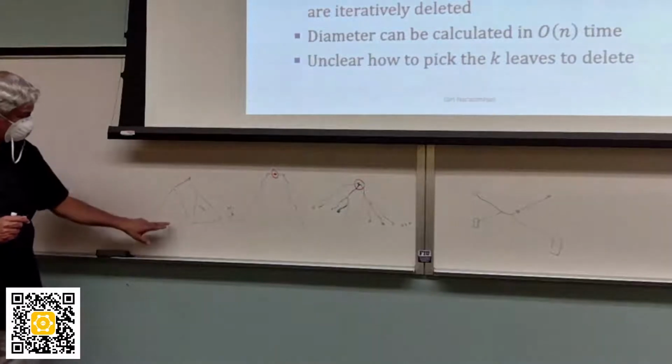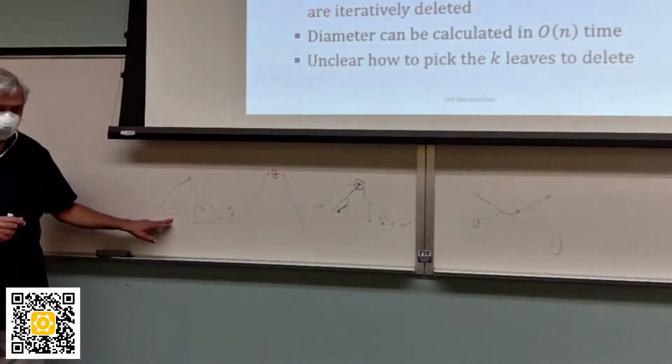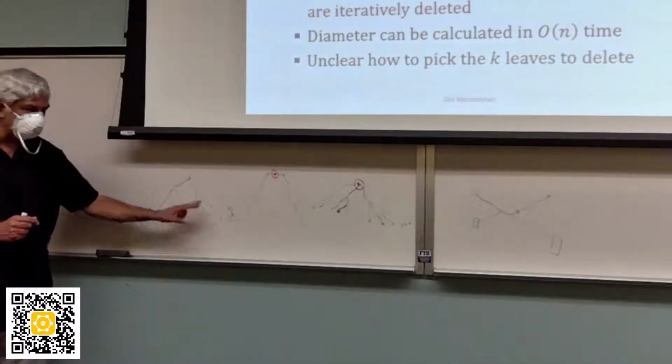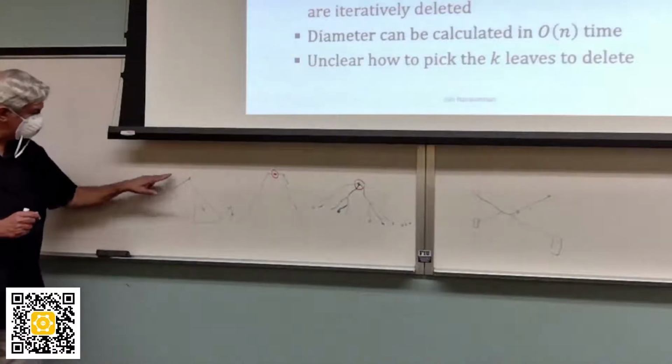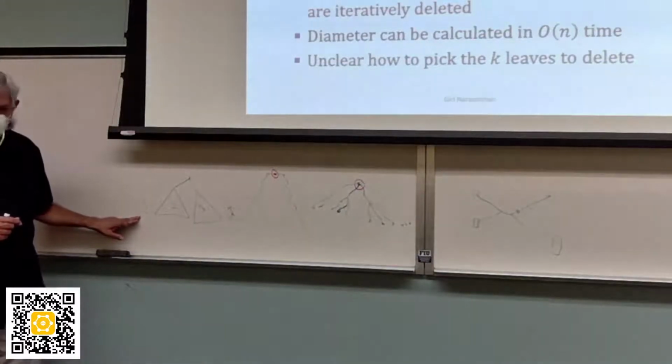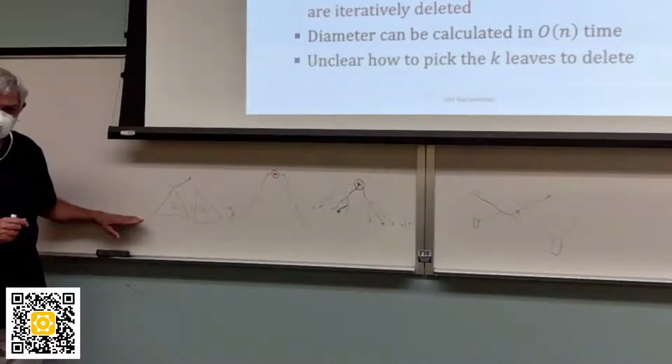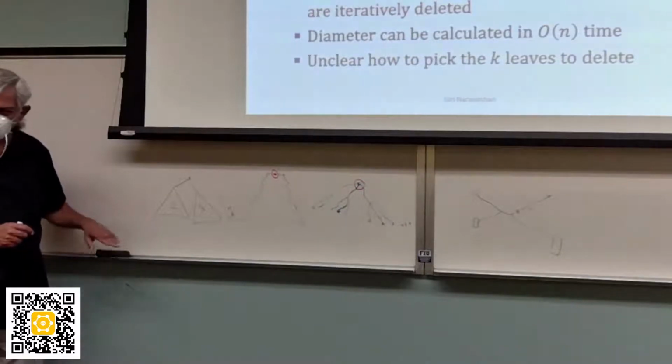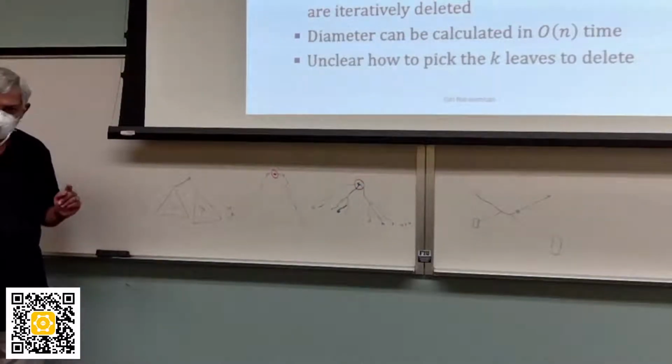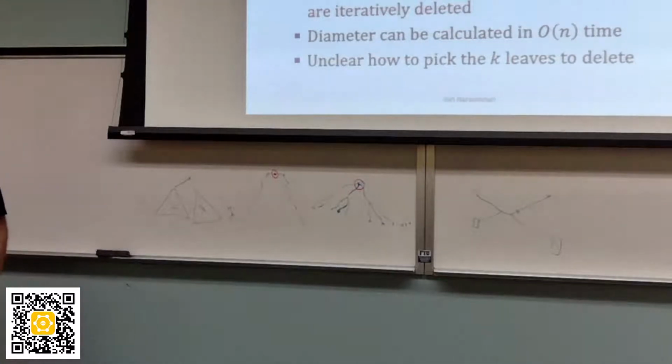Remember, from here, this guy is half the diameter away. From here, this guy's half the diameter away. From here, this guy's half the diameter away. And from here, this guy's half the diameter away. If I only focus on the smallest one, and if I remove all the leaves, will my diameter be n minus 1? No, because there are a whole bunch of other pairs.